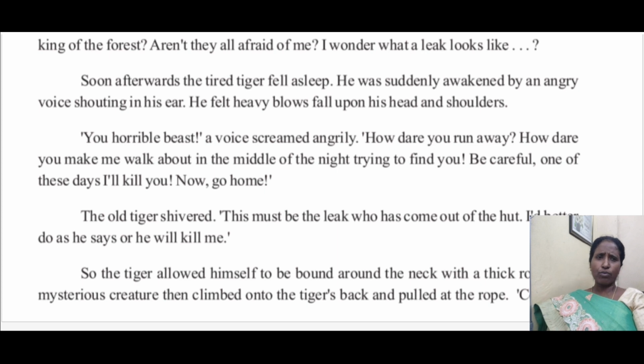He felt heavy blows. Someone was beating him. Blows means beating. He felt heavy blows fall upon his head and shoulders. Someone started beating him.